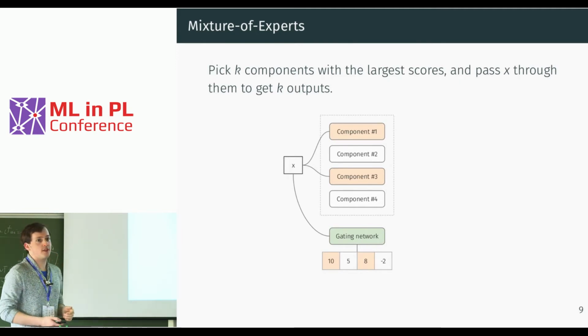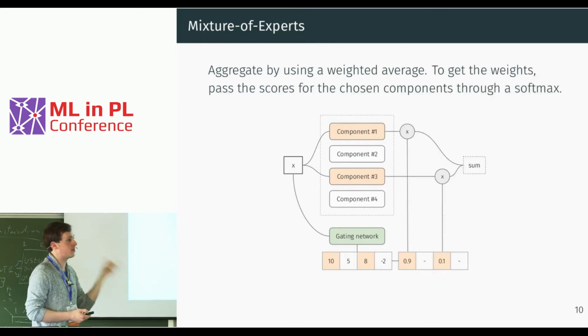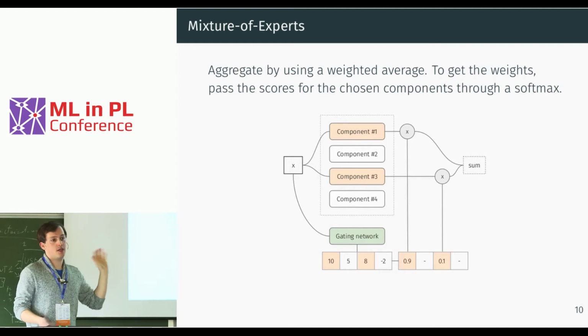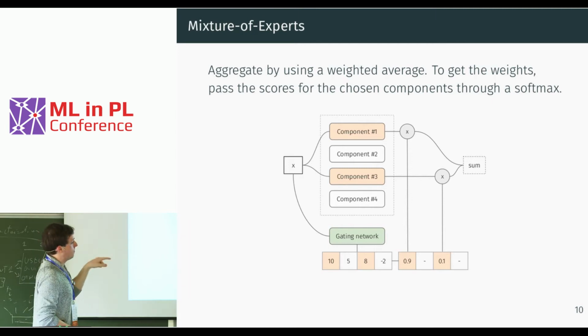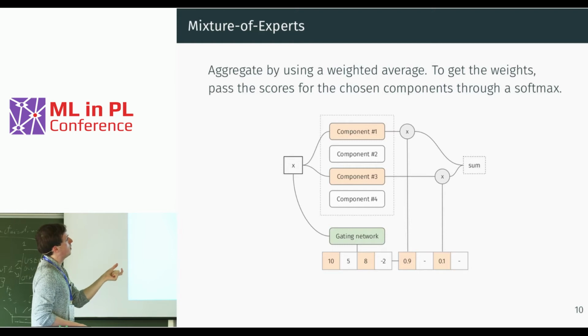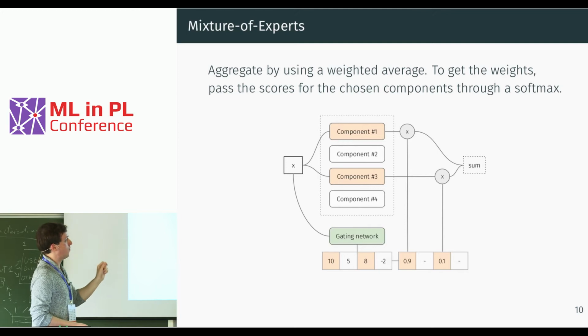So we end up with 2 outputs, now we have to aggregate them. That's the tricky part that's actually very crucial. To aggregate these 2 outputs, we will use some weights, so it's going to be a weighted average. The weights we get from taking the values that the gating network gave us and softmaxing them to get something that sums up to 1. So if we had values 10 and 8, then we get softmax values 0.9 and 0.1. We'll use these values to compute this weighted average. And it's actually this aggregation part that is crucial here.